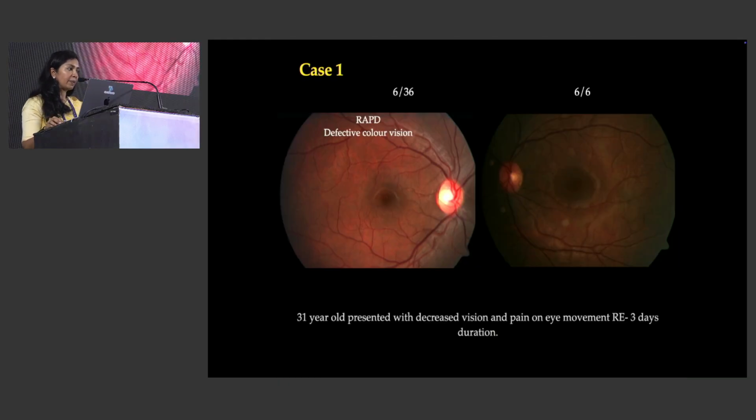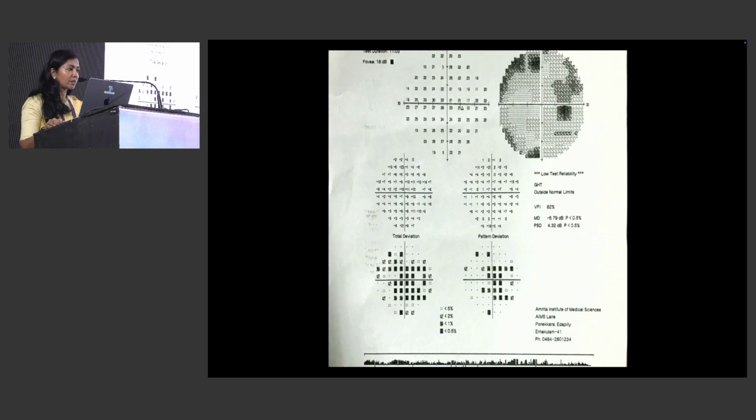So let's go to a typical case. This is a 31-year-old who presented with decreased vision and pain on eye movements for 3 days. The visual acuity in the right eye was 6/36, left eye 6/6. There was RAPD and defective color vision. We can see that the disc appears normal. So it's a case of right eye retrobulbar neuritis, which is typical. The field showed a centrocecal scotoma.